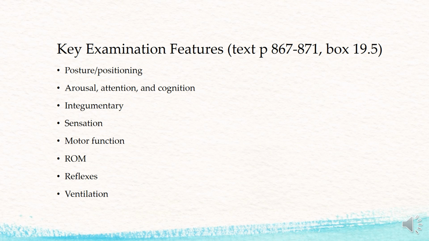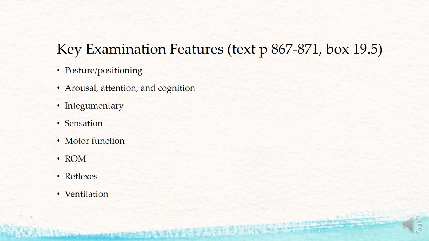So next, let's talk about key examination features. I brought up the key pages from your text here and the box from your text. I think starting out as we're working with someone, let's again imagine that we're seeing someone acutely, inpatient side, this posture, positioning, arousal, attention, and cognition, and integumentary, that might be the bulk of what we're doing initially, depending on where this person's at. The other thing, it's listed at the bottom, should probably be higher up. Ventilation is probably something we're going to be checking. If they're on oxygen or on a ventilator, we may be checking their O2 saturation as well.